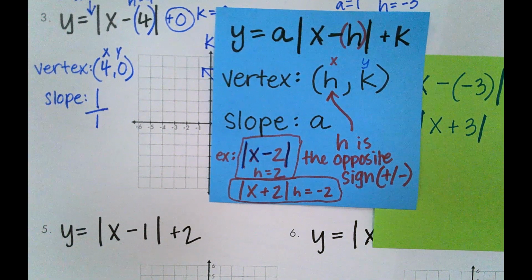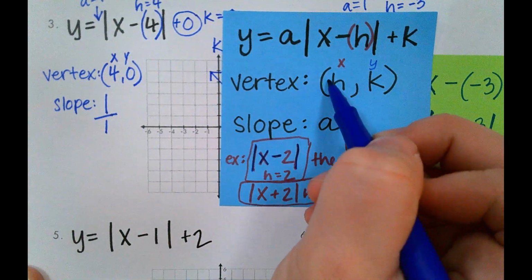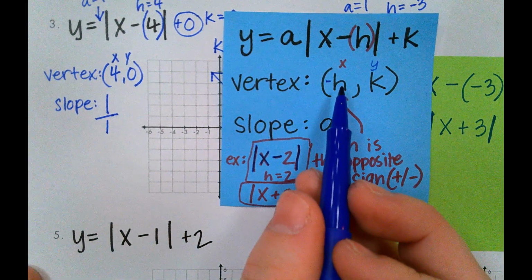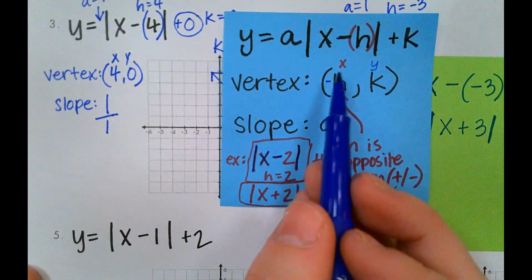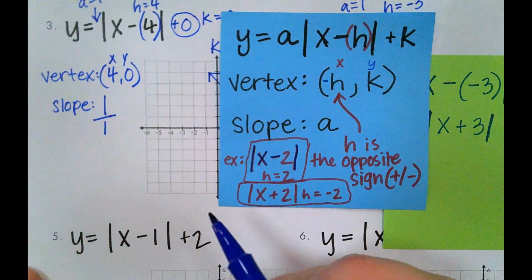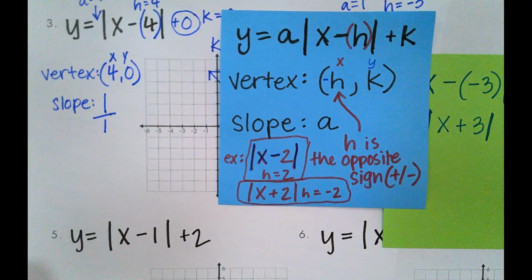It's weird. Would it help if we just wrote -h in the vertex formula? So you remember to change the sign. If that helps, write -h so that you remember to change it on your vertex. Because all of the others are the same. It's just h that's weird for whatever reason.